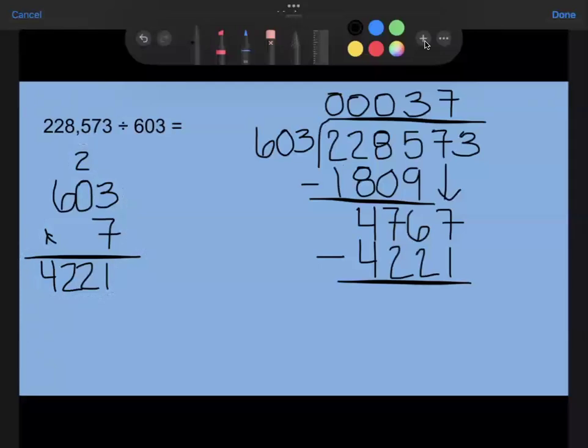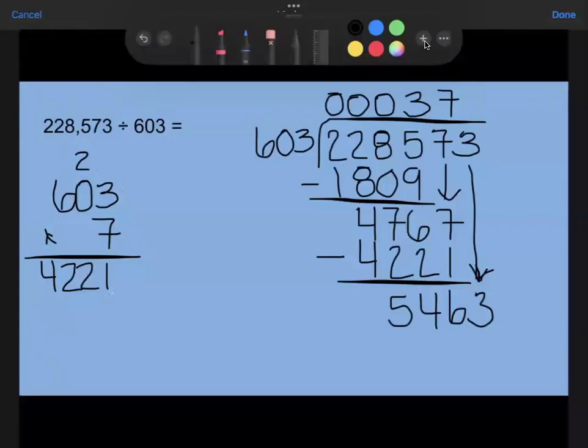Okay. So then when we subtract this, we should end up with 6 here, 4 here, and a 5 here. So 546, again, is smaller than 603. So we're on the right track. And then 3. Okay, so now we need to figure out how many times 603 fits into 5,463.